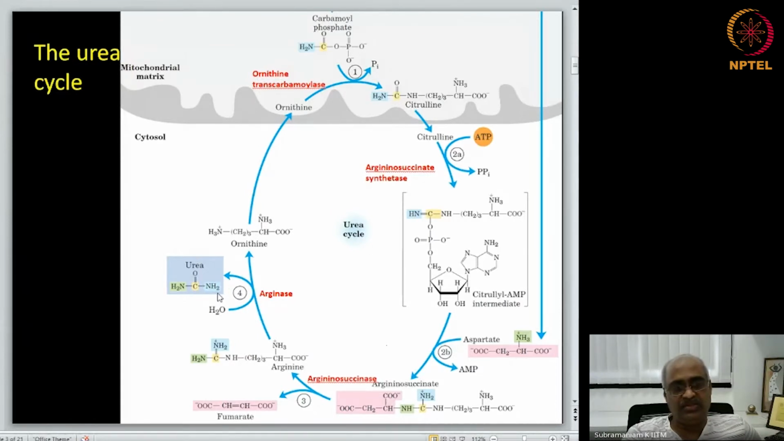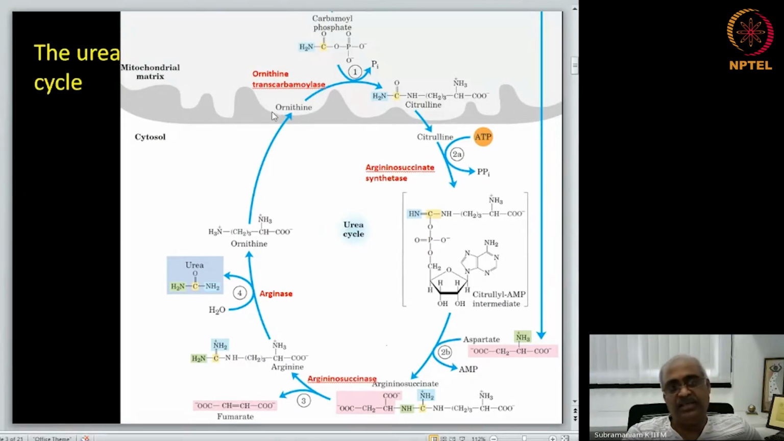This is urea. And the remaining part of this is ornithine. This is actually an amino acid, but it is not part of our proteins. It's not encoded by any of the triplet codons. It's somewhat like lysine, just one carbon less. Otherwise, it is actually lysine.